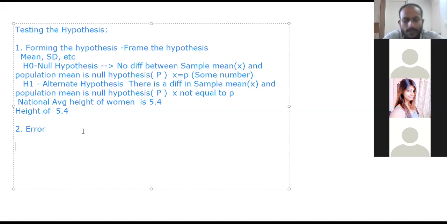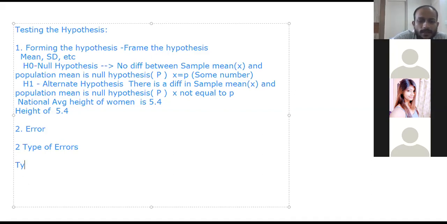Yes, sir. There are two types of errors. One is type 1 error. Another one is type 2.